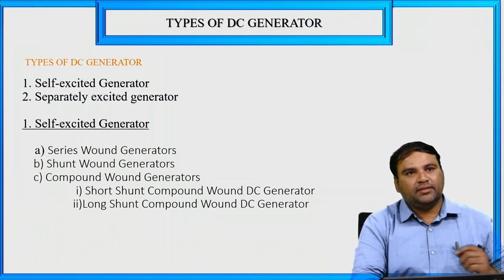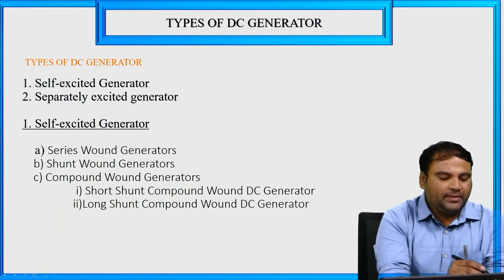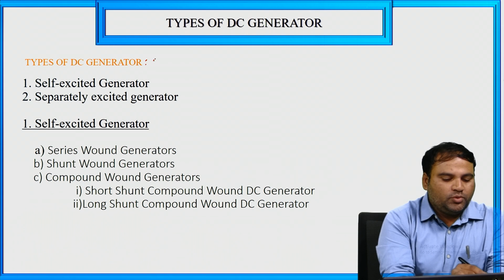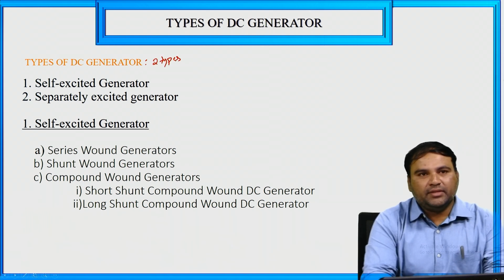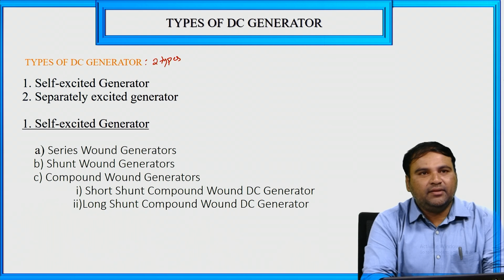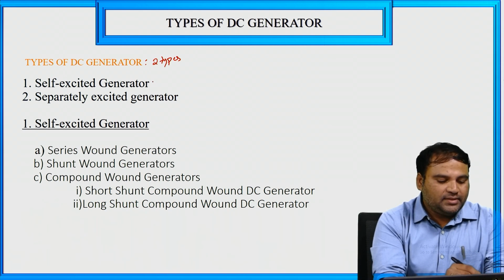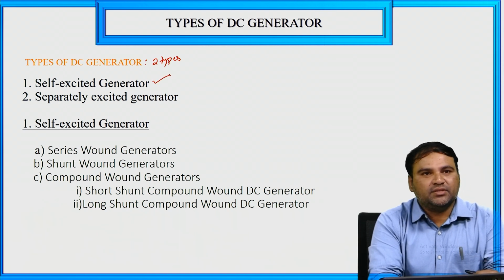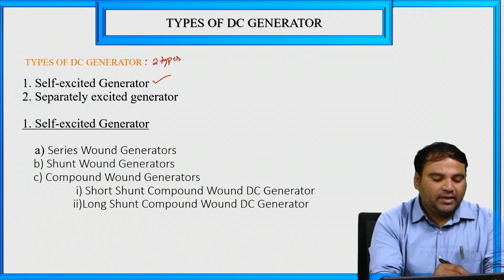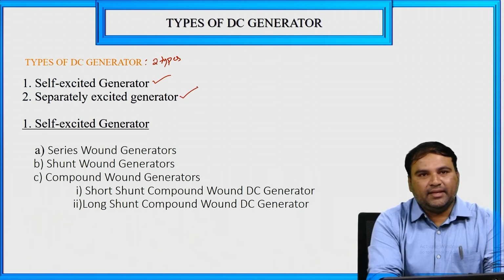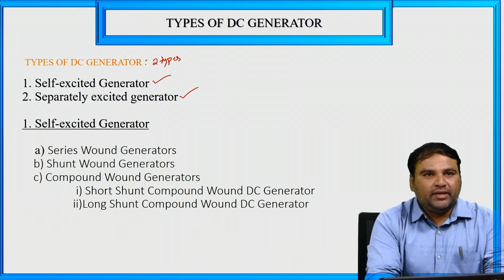So mainly we have two types of DC generator. The first one is the self-excited DC generator, and the second one is the separately excited DC generator. These are the two types of DC generators. Here, the first one is the self-excited DC generator.